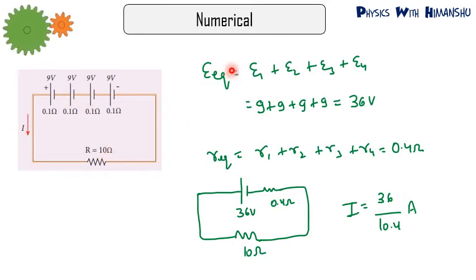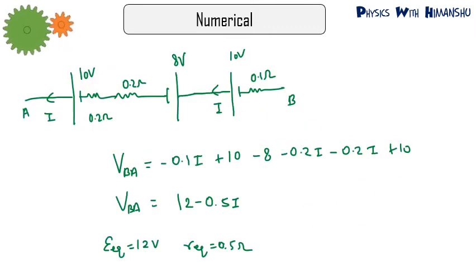First we'll calculate E equivalent. Now you have to check. See, positive connected to negative, positive connected to negative, positive connected to negative. So you can directly add them up. So 9 plus 9 plus 9 plus 9, 36 volt. And the equivalent resistance, we have to add it up, so it will be 0.4 ohm. So when you reduce the circuit, the total EMF will be 36, the total R equivalent will be 0.4, and external is 10 ohm. So current will be I equals V upon R equivalent. Since both are in series, total R will be 10.4. So this is the total current.